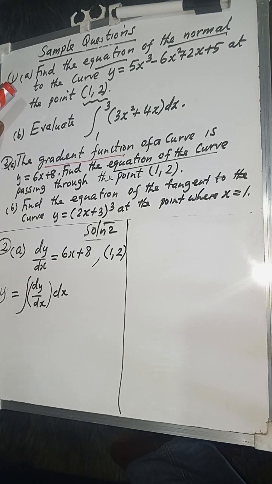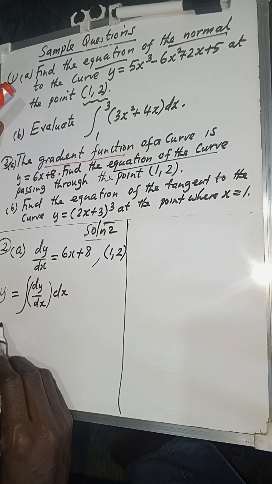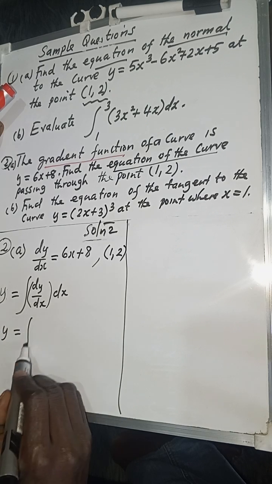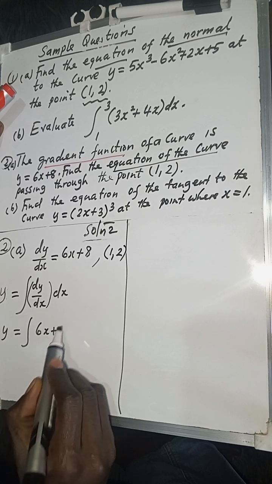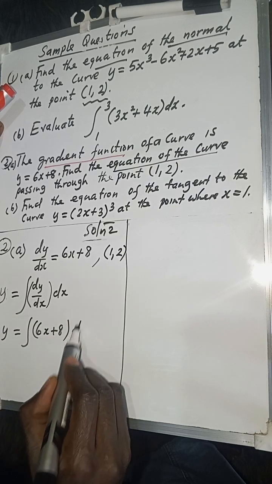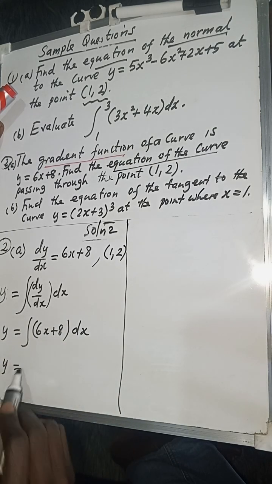But of course, what are we going to do? Don't worry, we'll show you. So y is equal to, so we integrate. In this case, what do we integrate? 6x plus 8 with respect to x. So what will that give us when we integrate?